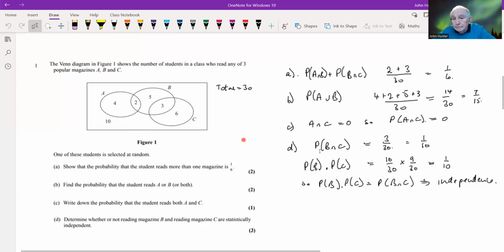Nobody reads A and C. So the probability of A and C is therefore 0. And determine whether or not reading magazine B and reading magazine C are statistically independent.